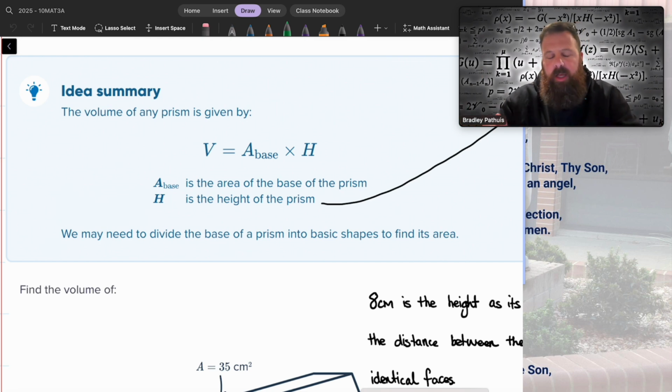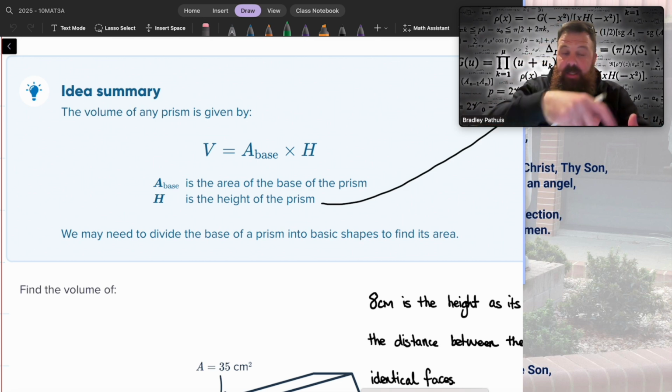Hey guys, this video is for finding the volume of prisms and cylinders, and describing how we would do that, what our formula is, and how that same formula applies to lots of different shapes. So to start off, we're going to look at the volume of any prism. Remember, volume is just the amount of space inside that I can fill something up with.